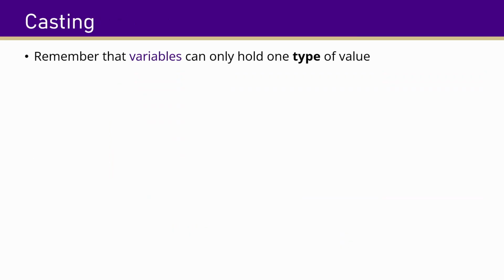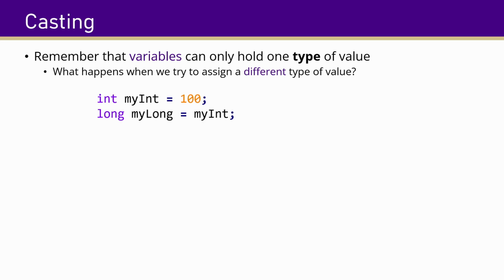So why does the size and the precision matter? First, remember that variables can only hold one type of value. In that case, what happens when we try to assign a value with a different type? So say I had these 2 statements here. What would happen? Would this work, or would Java throw an error? If you ran this, you would find out that this is fine. So Java allows this. Why is that?